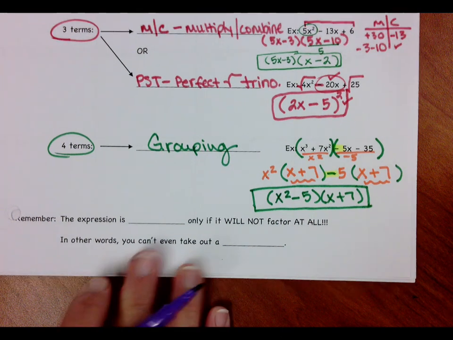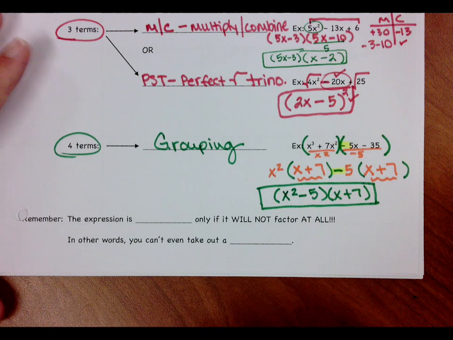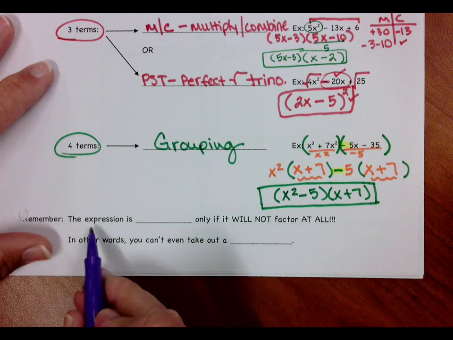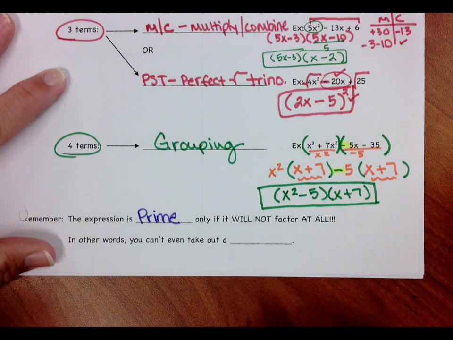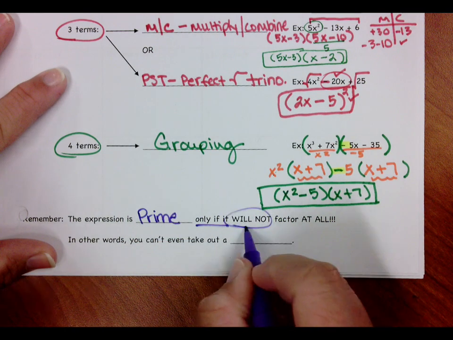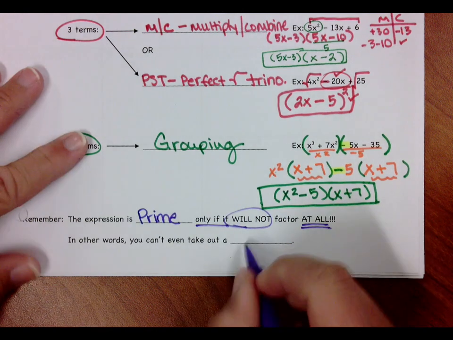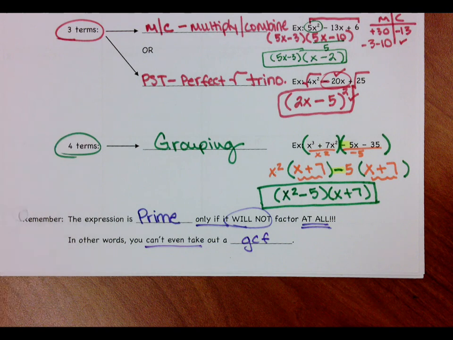And then you have to go again, yes. The expression is prime only if it will not factor at all. So you can't even take out a GCF. It is very rare for it to be prime, to where it won't factor at all.